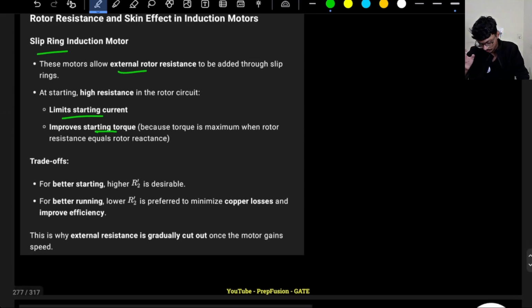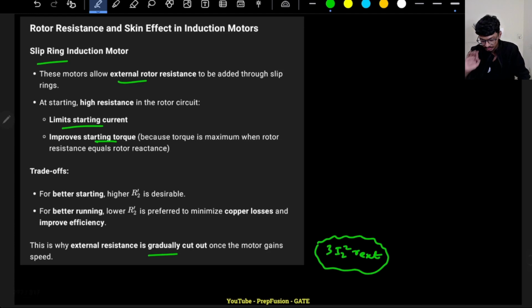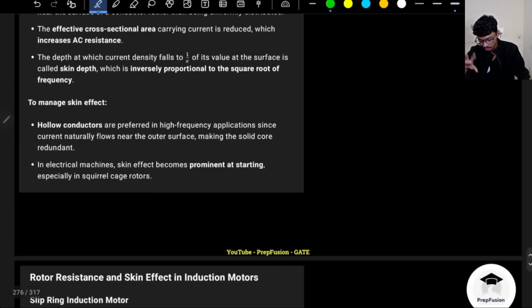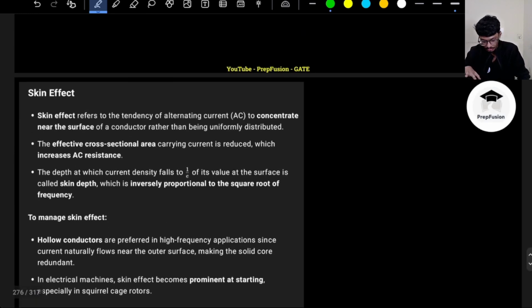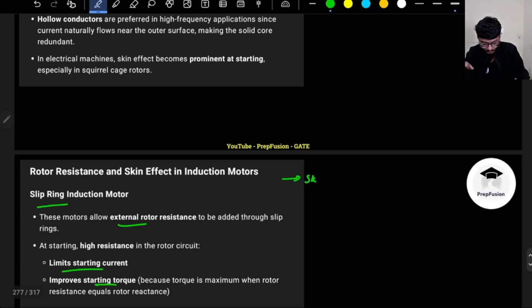So what we do is initially increase the rotor resistance during starting, and gradually cut out the resistance, so that there are no losses, because if I connect the external resistance there will be copper losses, but I don't want this continuously. Initially I want a higher starting torque, then I cut out the external resistance to reduce the losses. This provision is already there, so for this we don't need to use the skin effect.